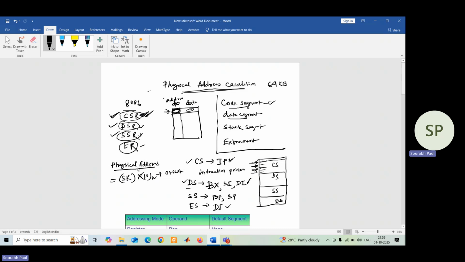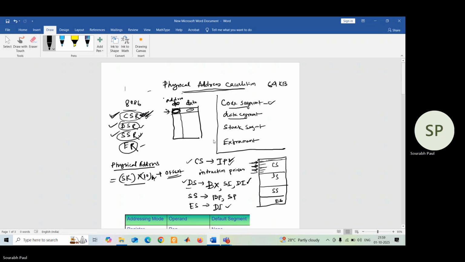What is this equation? Whatever segment register value you have has to be multiplied by 10, and that is a hexadecimal 10, and that multiplication result has to be added with the offset value. Offset value means the offset register value for that particular segment.